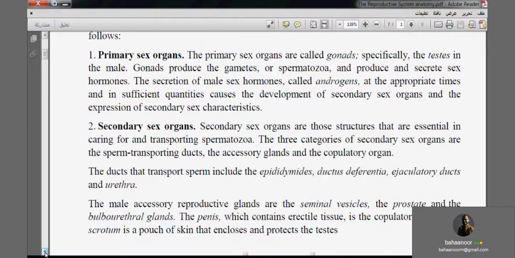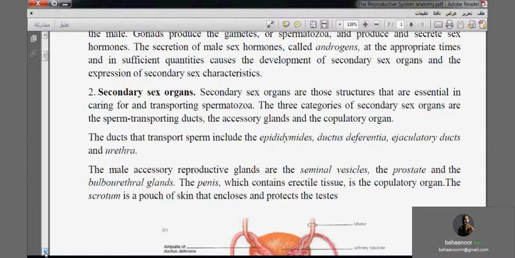عندنا accessory glands. الميل accessory reproductive glands are the seminal vesicles والprostate and bulbourethral glands. وآخر part اللي هو الpenis which contains erectile tissue is the copulatory organ.